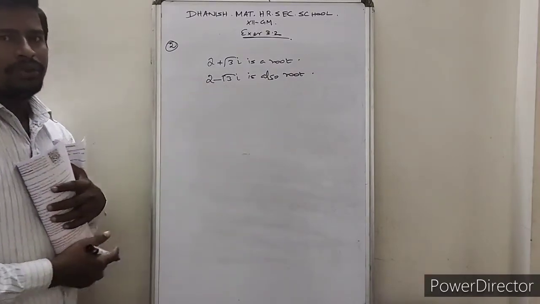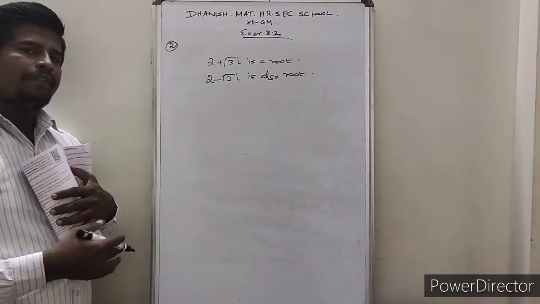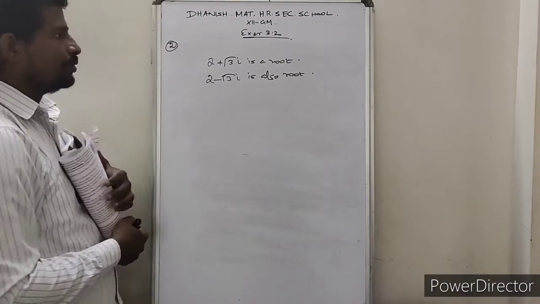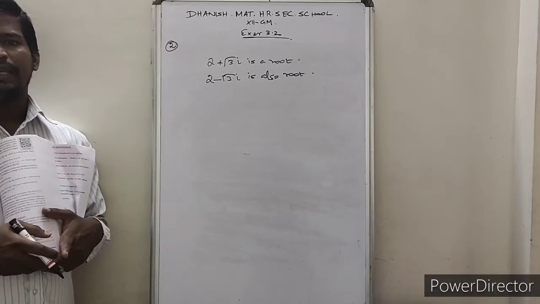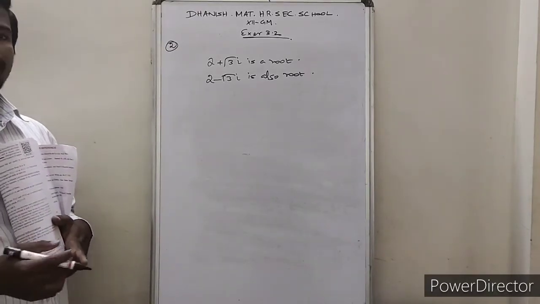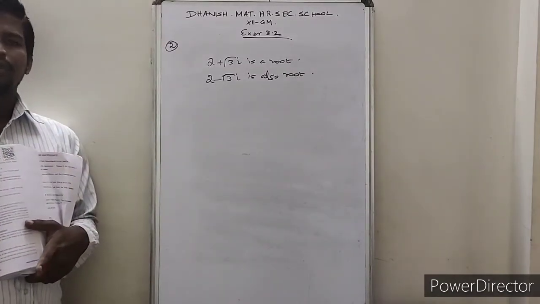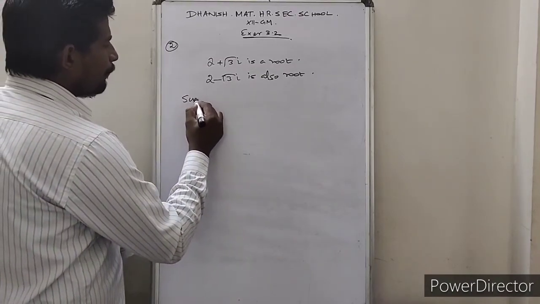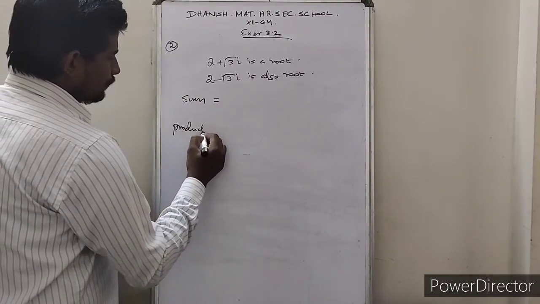Here we are having two roots. So for two roots we can write a quadratic equation. As we know, the general form of a quadratic equation is x square minus sum of roots into x plus product of roots equal to 0. So if you want to find a quadratic equation, you should know the sum of the roots as well as the product of the roots. So first I am going to find the sum of the roots as well as the product of the roots.